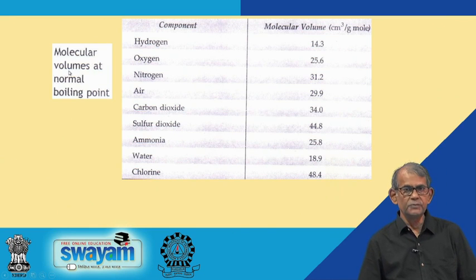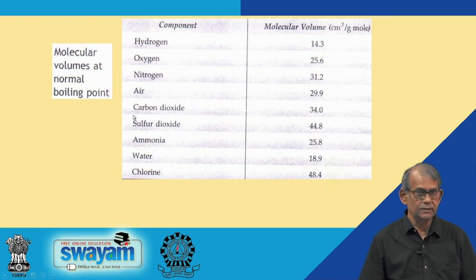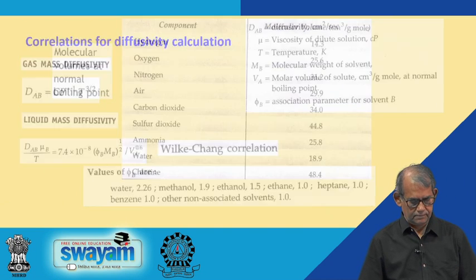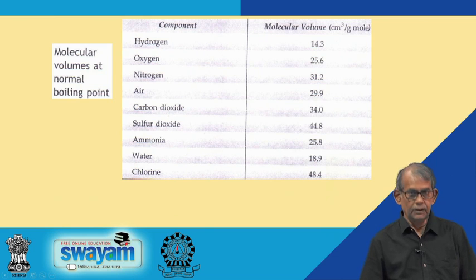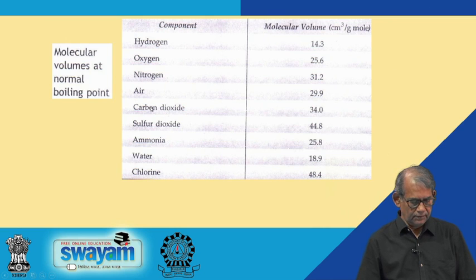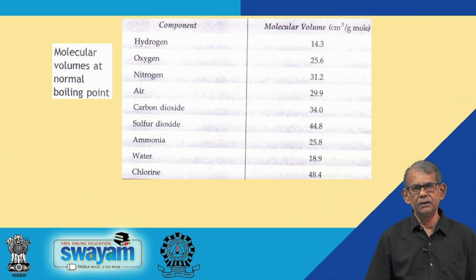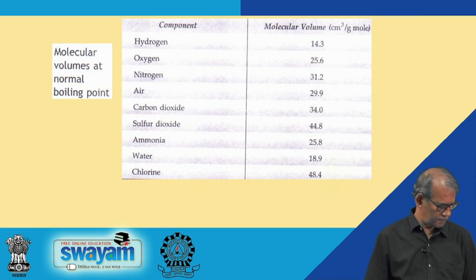Now, molecular volumes at normal boiling point for different components, which are required to calculate DAB, are also tabulated here. We have the values for hydrogen, oxygen, nitrogen, air, carbon dioxide, sulfur dioxide, ammonia, water and chlorine. Many other values can be obtained from the handbook.